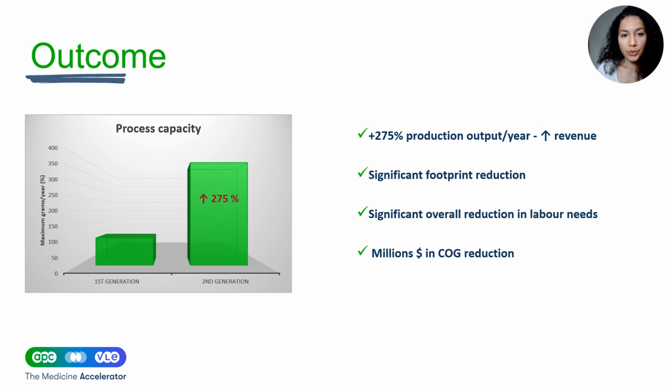In terms of process capacity per year, the new process is able to increase the production output by 275%, resulting in a substantial revenue increase. At the same time, the new process reduced significantly the footprint, the labor needs, and cost of goods.